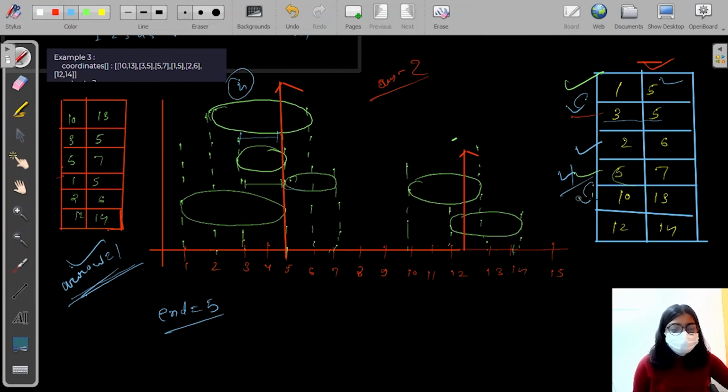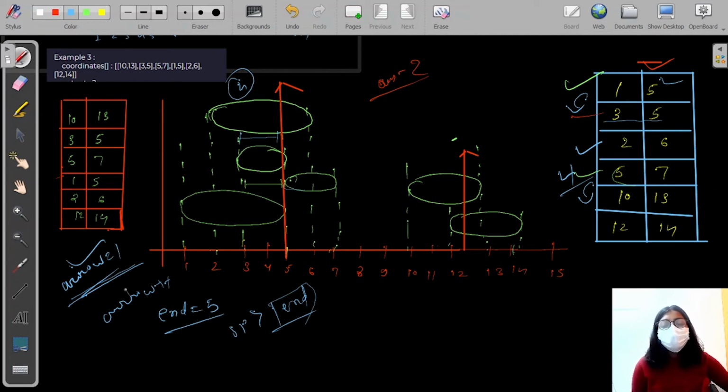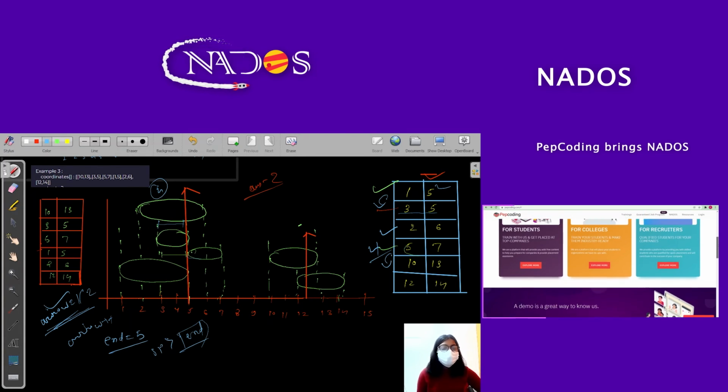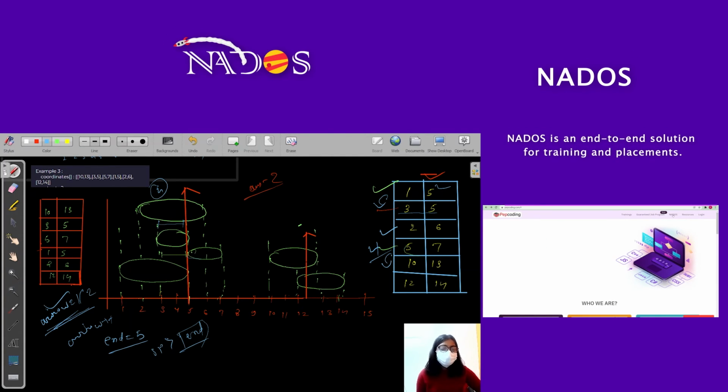Now I come here and check, is my starting point less than or equal to the ending point of the previous balloon? No, it's not. So here I am going to need another arrow. So I am going to do what? Arrow plus plus. When the starting point of my current balloon is greater than the ending point of my previous balloon, then I'm going to need another arrow. So it becomes 2 here. So for this balloon, that is from 10 to 13, I am going to need another arrow, right?